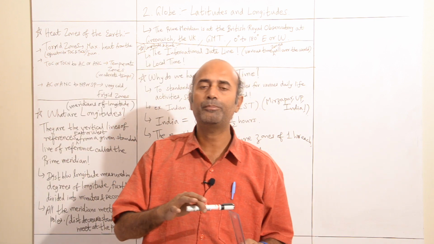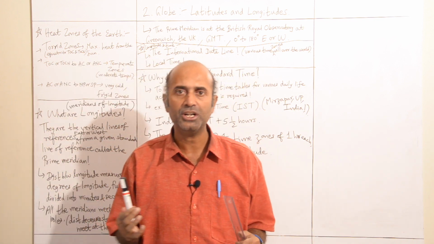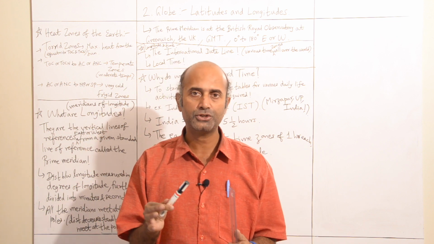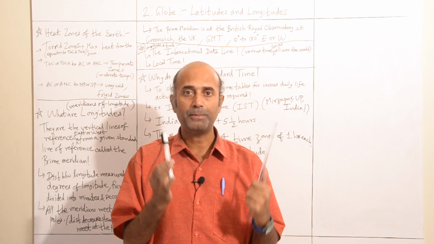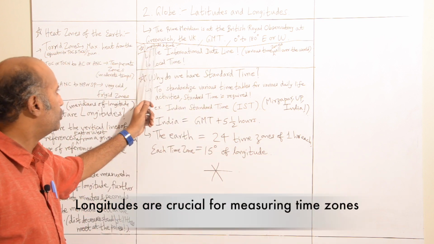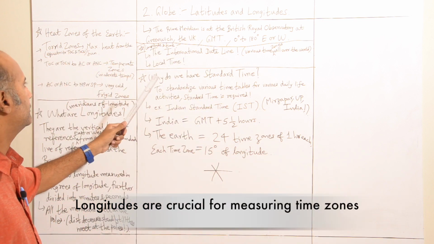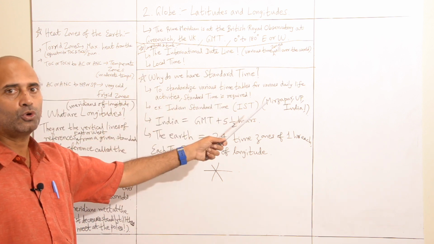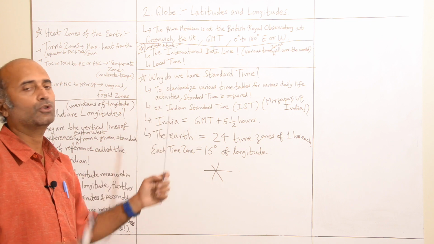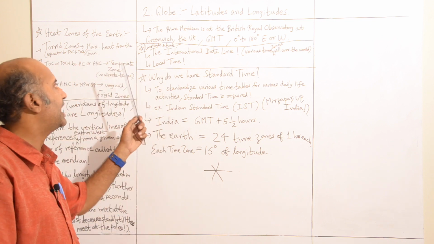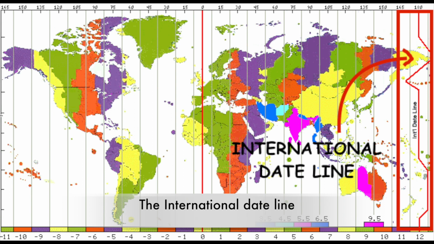Apart from helping the latitudes in navigation, longitudes are absolutely crucial, along with latitudes, mainly longitudes, for measuring time. That's why longitudes are absolutely crucial in measuring time and various time zones. There are various time zones all over the world, and there's also a special longitudinal line known as the International Date Line. It separates one day from the other day.